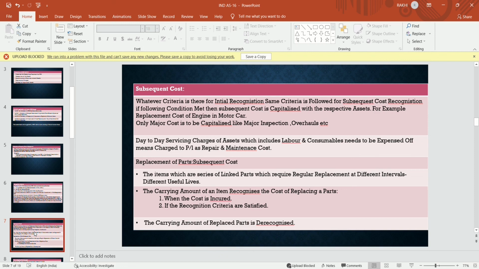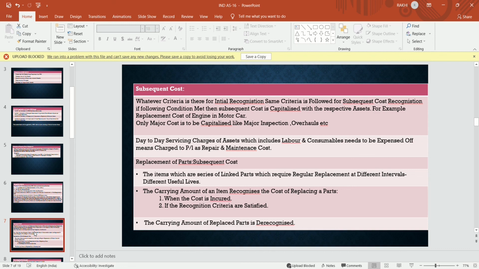Like, we have to check the economic benefit derived from that asset, that flows to the entity, whether future economic benefit is there or not. And the cost can be determined reliably. So if the conditions are met, then subsequent cost is capitalized with the respective asset in the form of replacement cost.